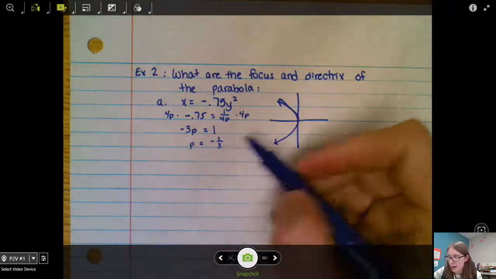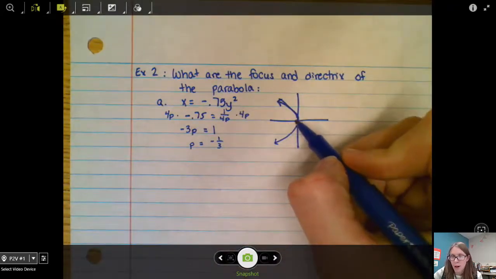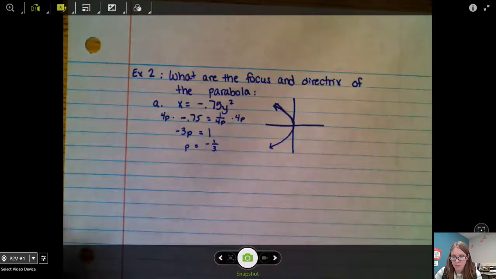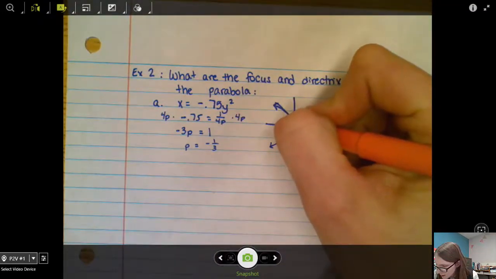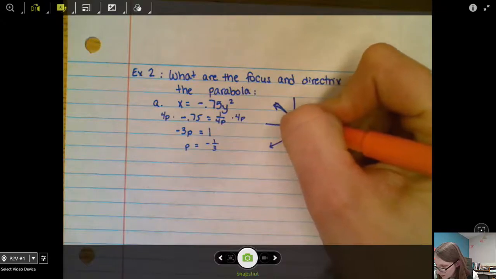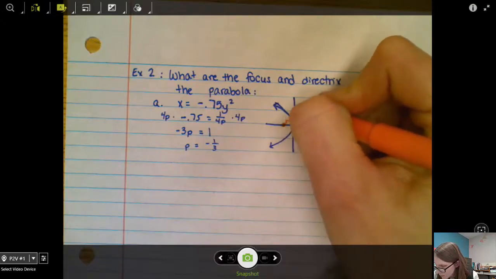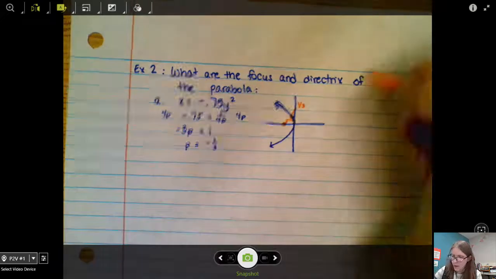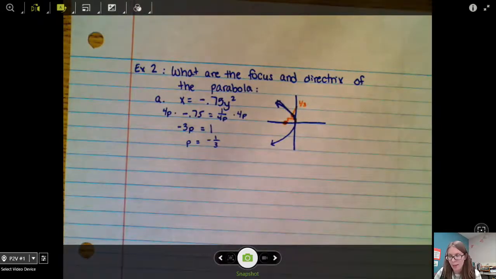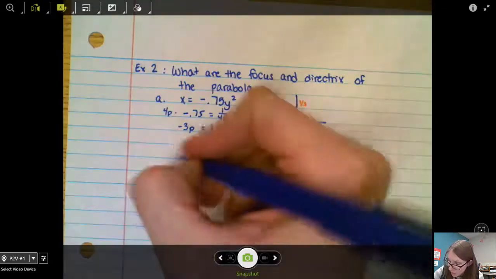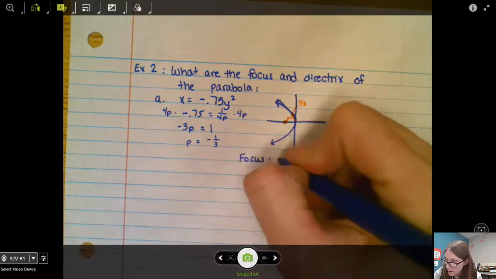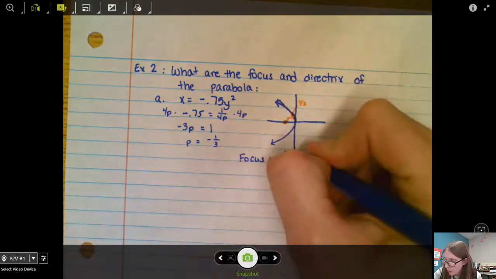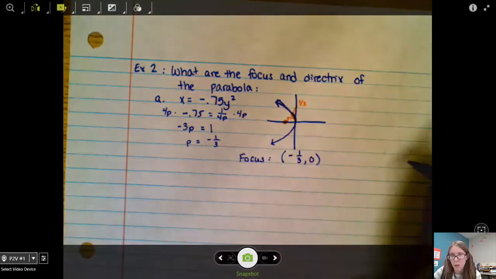And again, this is another way for us to see where our focus is. Since P is negative, that tells us we have to go the other direction with our focus. Okay, but our focus is going to be 1/3 away here. So how could we write that as an ordered pair? Because the focus is a point. So the point of the focus is negative 1/3, 0.